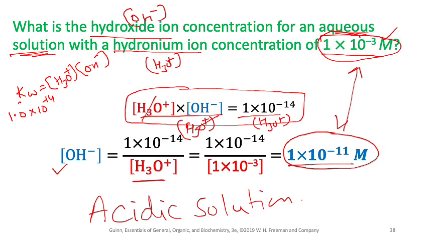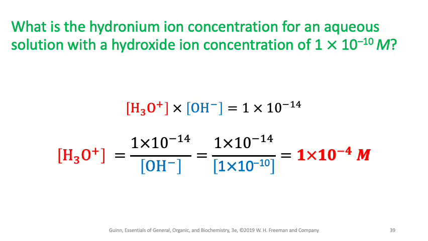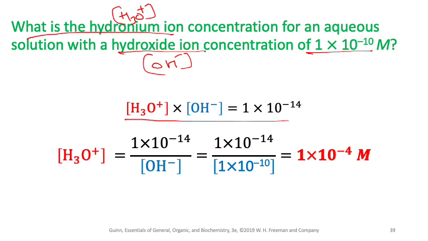Let's try to do another example on the next slide. So let's try to do this one. What is the hydronium ion concentration? You have to figure out the H3O plus concentration in this problem for an aqueous solution with a hydroxide ion concentration of 1 × 10⁻¹⁰. So again use the same equation. We need H3O plus ion, so divide both sides by OH negative ion. This will cancel. You will get H3O plus equal to 1 × 10⁻¹⁴ over OH negative ion. Plug in the value, and you will solve. For the hydronium ion, you're going to get 1 × 10⁻⁴.